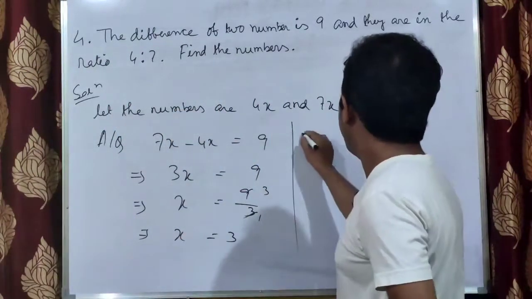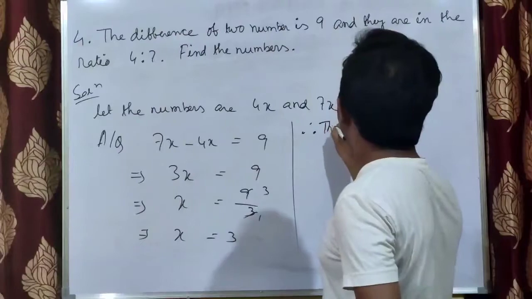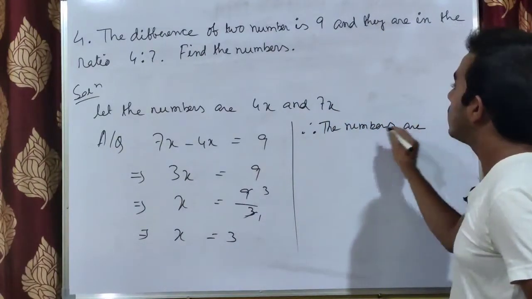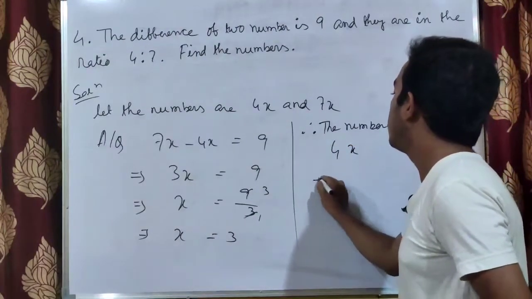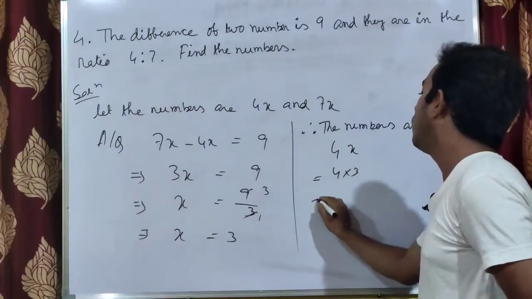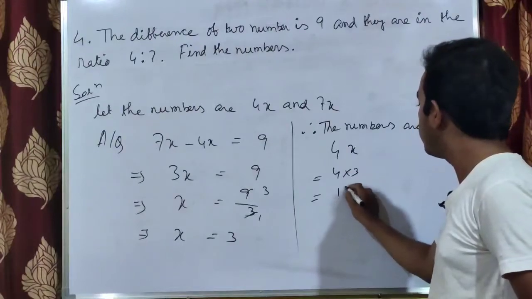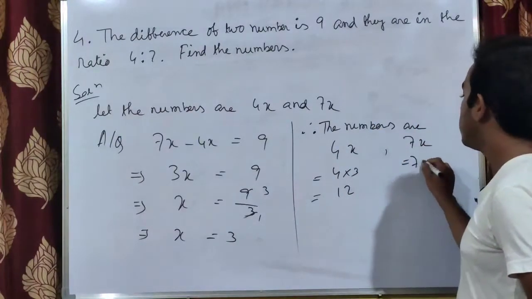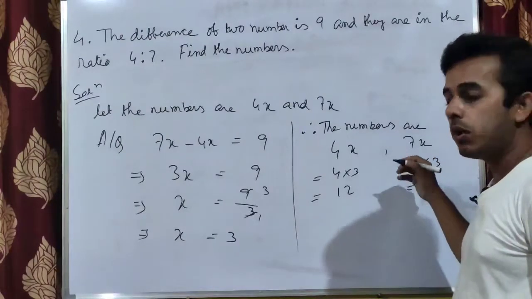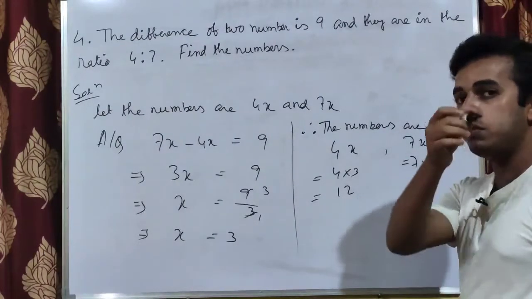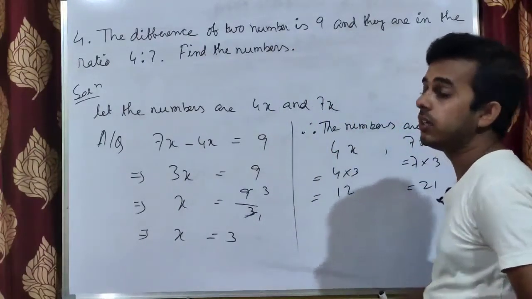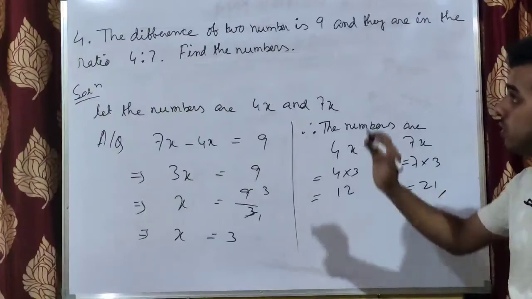So therefore the numbers are what? One is 4x, then 4 into 3. 4 into 3 is how much? 12. And another one is 7x equals 7 into 3. 7 into 3 is what? 21. Now if you subtract 12 from 21, you will find the result, that is 9. So this was our question number 4.